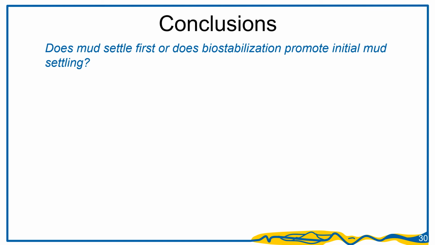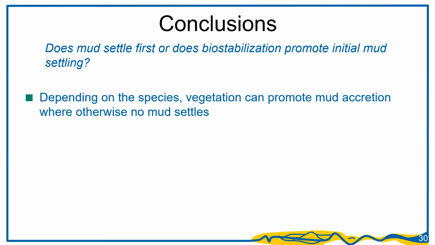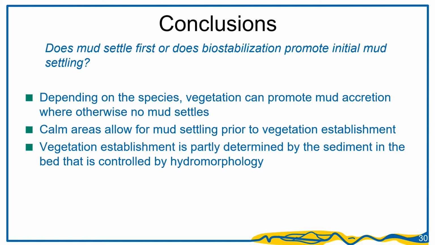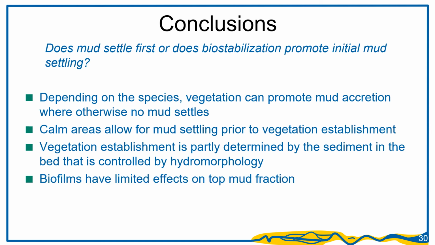So to conclude, for my first research question: depending on the species, vegetation can promote mud accretion where otherwise no mud can settle. Calm areas allow for mud settling prior to vegetation establishment. And vegetation establishment is partly determined by the sediment in the bed. So if there's mud in the bed, then a certain type of species can establish compared to a scenario without any mud. And biofilms have limited effects on the top mud fraction.